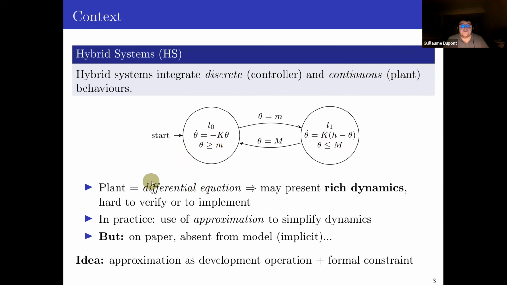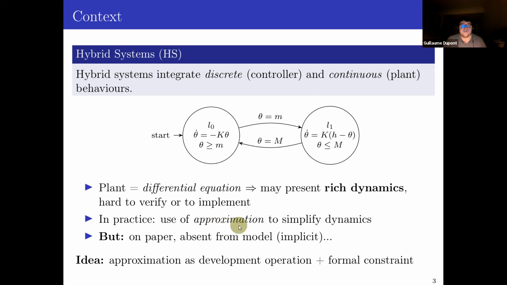As you see, a plant is basically modeled using differential equations, which can actually be quite rich since there are not a lot of constraints on these differential equations. And when these dynamics are rich, it's actually quite hard to verify or to implement such systems.